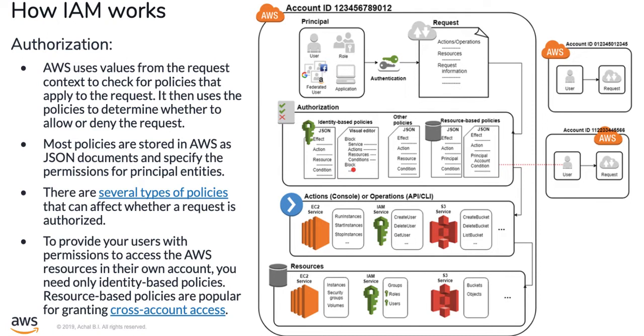Most policies are stored in AWS as JSON documents. These JSON documents specify the actual permissions of the principals. So what happens is there would be a JSON document here, and there would be a request document which is coming in. It would match both of these documents and decide whether the request has to be allowed or denied.